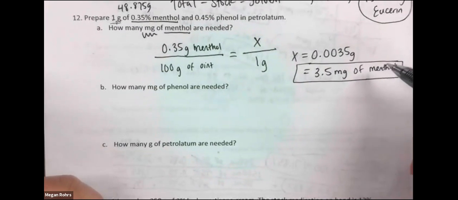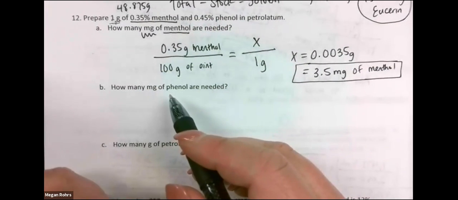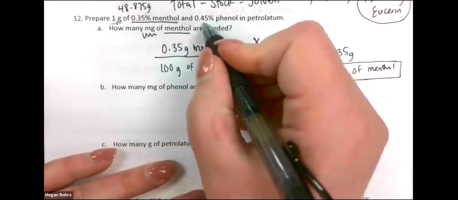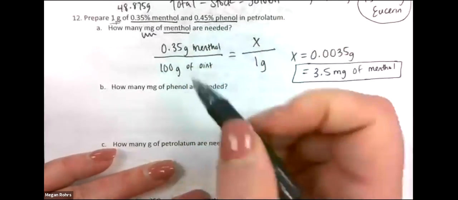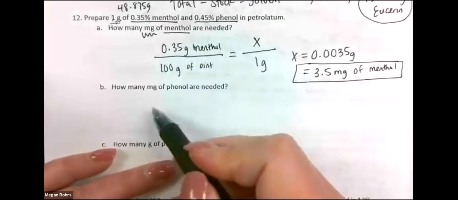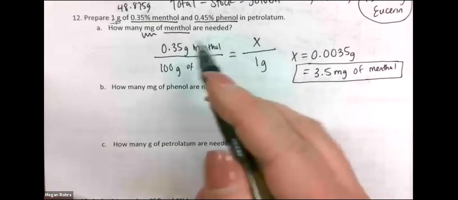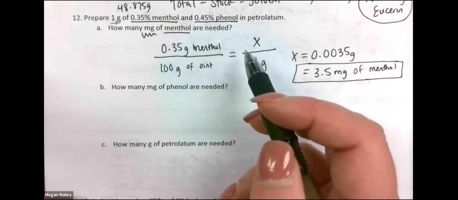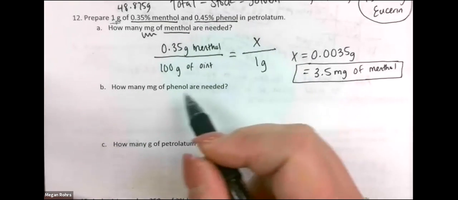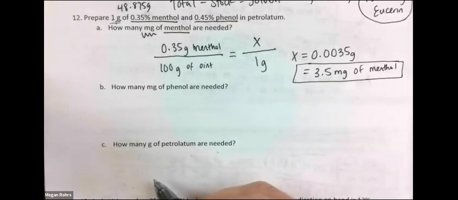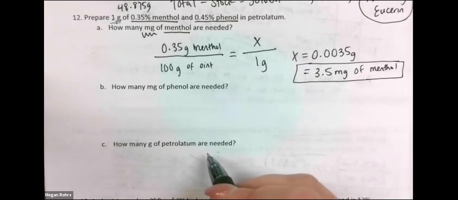Now we need to solve for our phenol. So in this case, we're going to only be worrying about the phenol here. So don't worry about the menthol when you're solving for that. So based on this example here, go ahead and solve for how much phenol would be needed. And then on C, how many grams of petrolatum are needed?